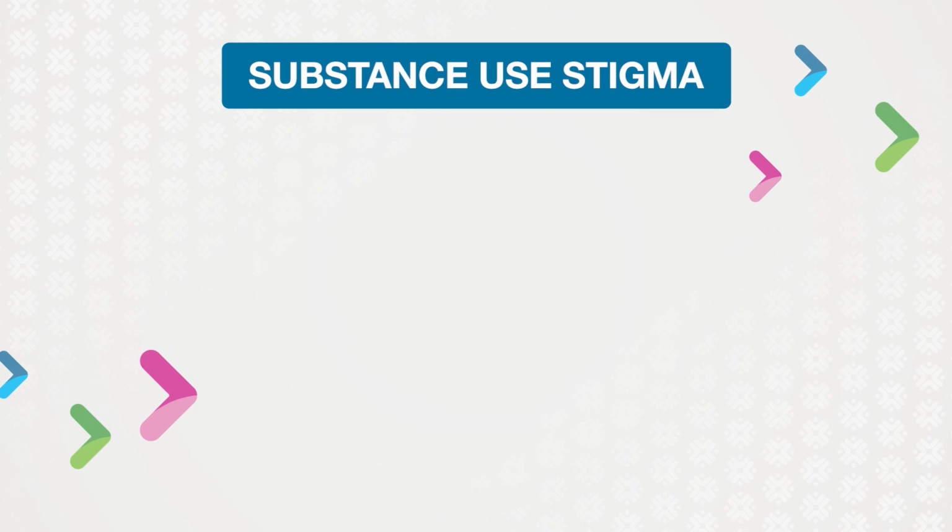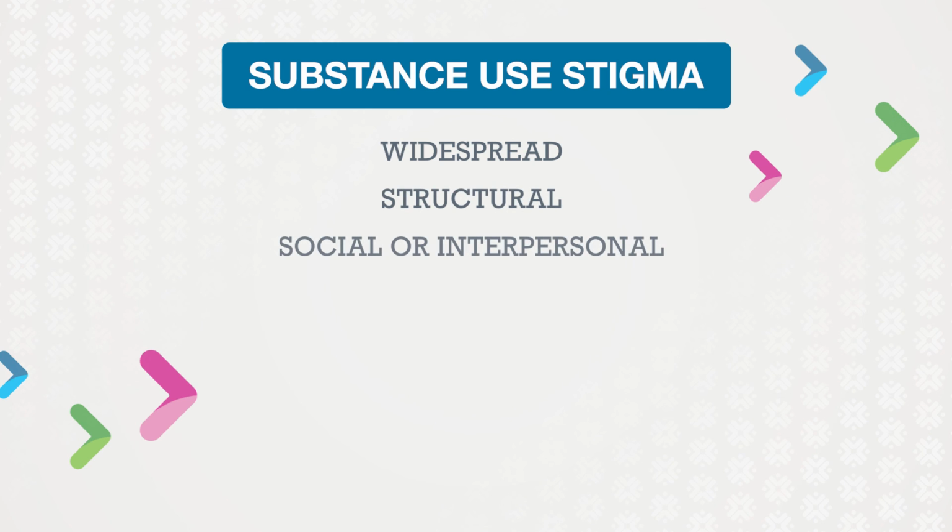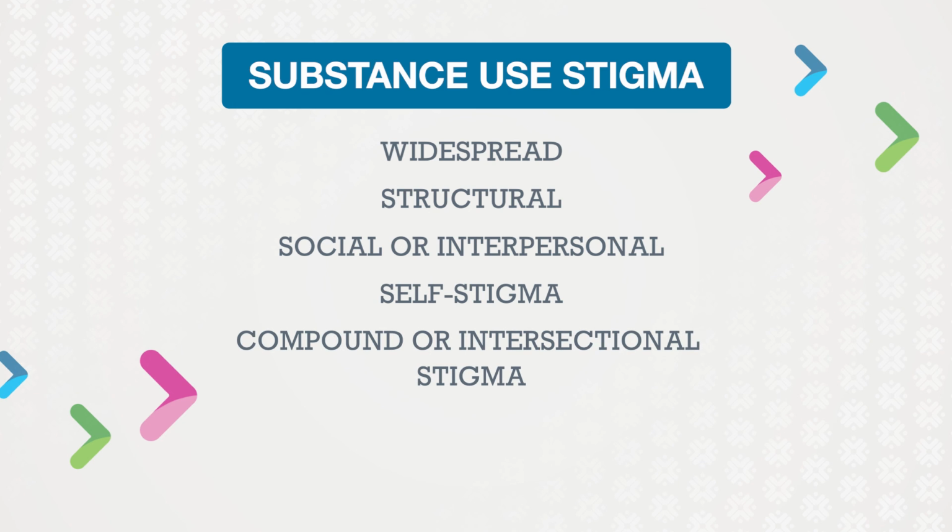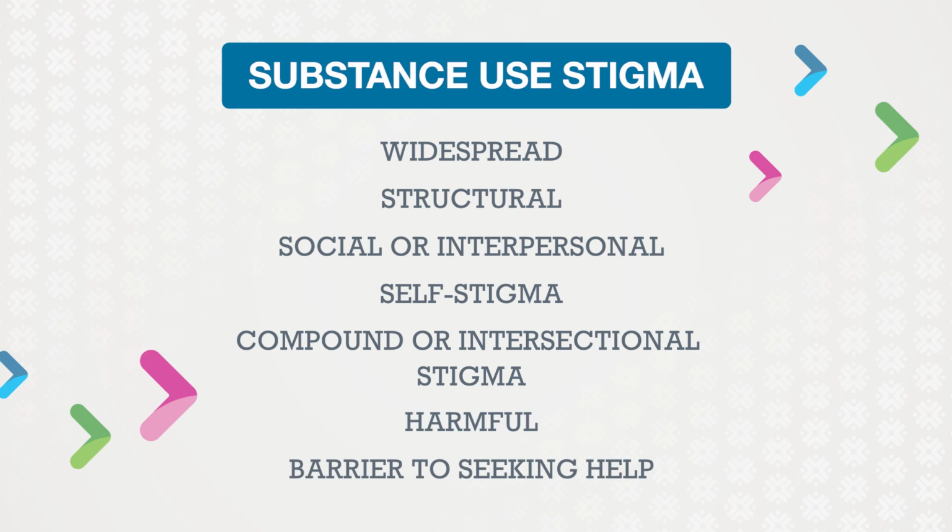Now let's recap the main takeaways from this module. Substance use stigma is widespread. Stigma exists at 3 levels: structural, social or interpersonal, and self-stigma. Stigma is complex. Children and youth can experience multiple forms of stigma, known as compound or intersectional stigma. Stigma is harmful and is a barrier to seeking help.